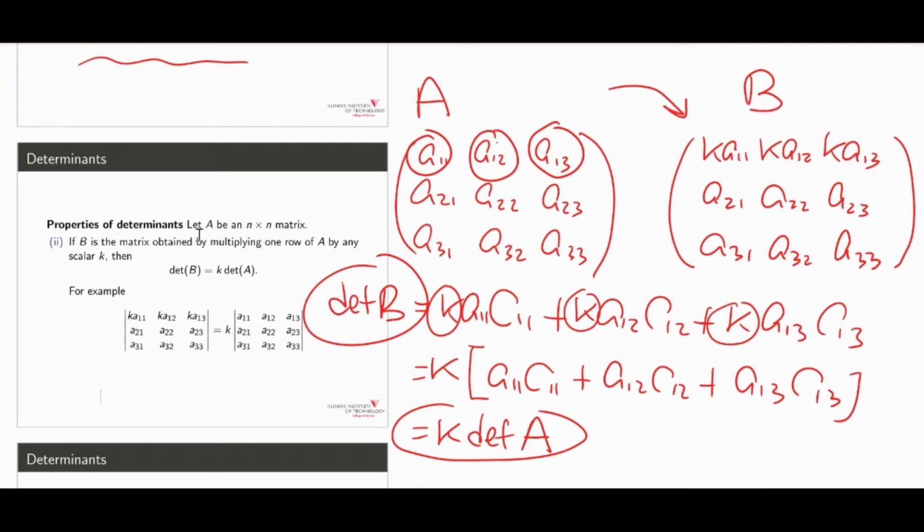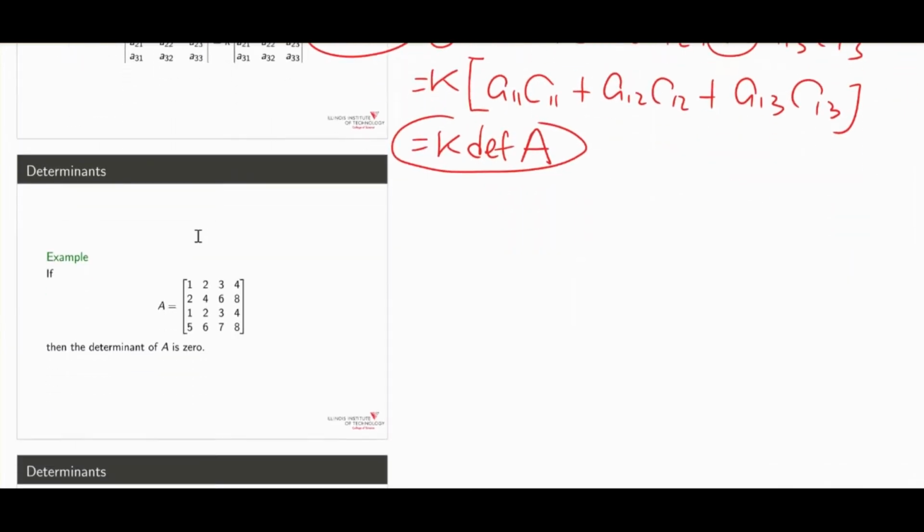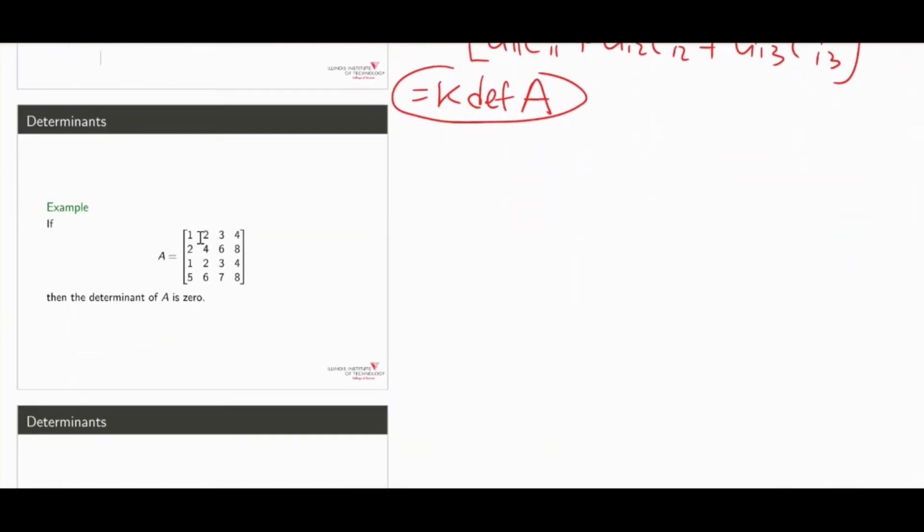Okay, let me give you a quick example. So let's say this matrix right here, you can see that this row right here is 1, 2, 3, 4. This row right here is actually 2 times this row. The second row is actually 2 times the first row, right? So if you multiply 2, 2, 2, 2, you get the second row. And because of that, the determinant of this matrix is 0. How do you know that? So we are going to apply property 1 and property 2 together.